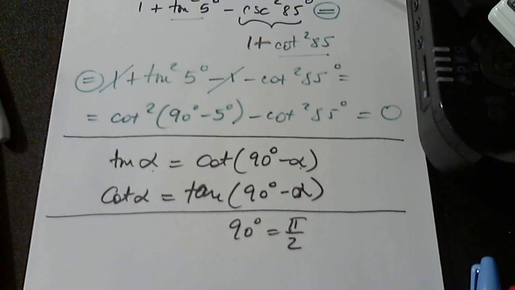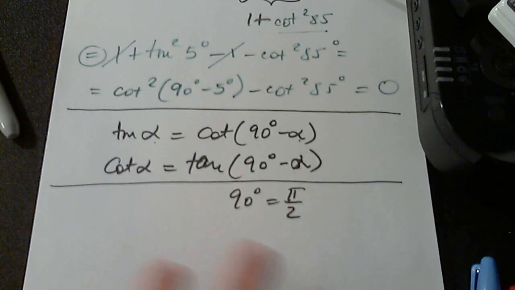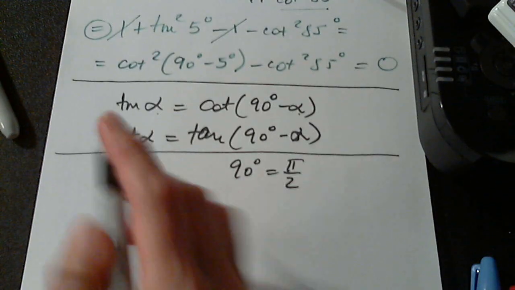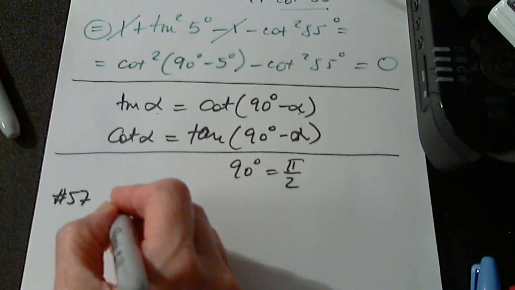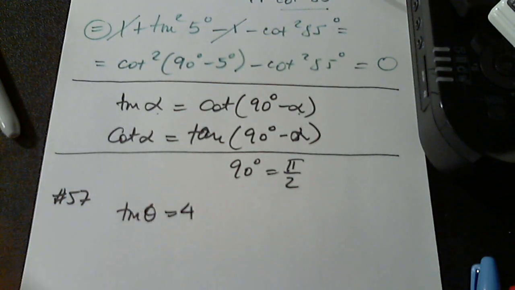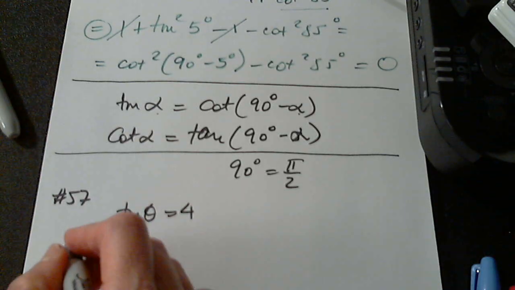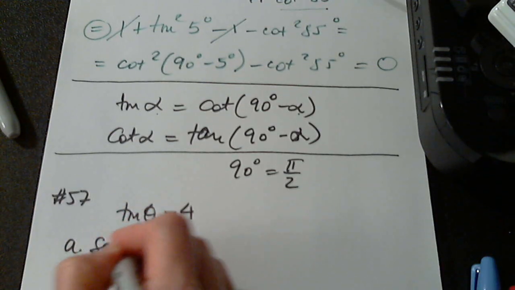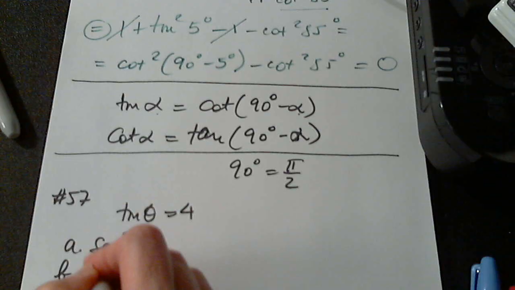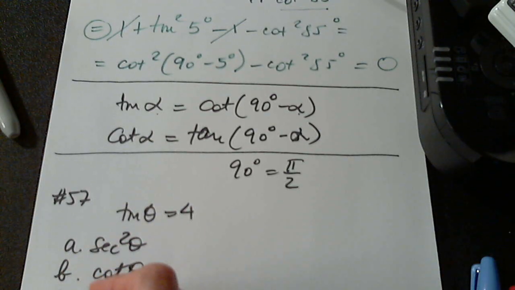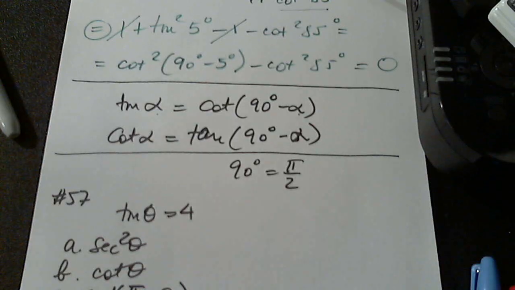Since you are still not 100% sure, let's say problem 57, given tangent theta equals 4. You can choose another problem anytime, feel free. In 57, I have tangent theta equals 4. Use trig identities to find the exact value of: part A, secant squared theta; part B, cotangent theta; part C, cotangent of pi over 2 minus theta; and part D, cosecant squared theta. I'm going to copy them so I can stop sharing.